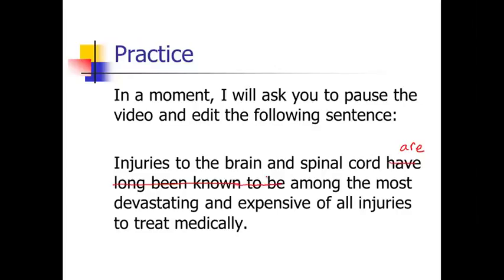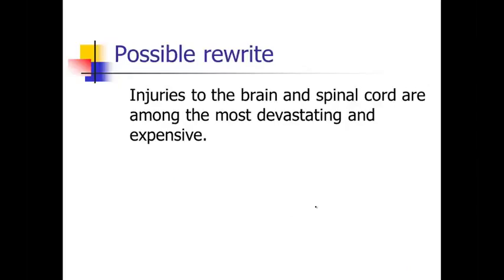among the most devastating and expensive, and then we get this little bit of repetition of all injuries to treat medically. Well, when we're saying they're devastating and expensive, it's kind of assumed that we're talking about their medical treatment, right? So I don't think we need any of this. So we just say, and of course the injuries is repetitive, so we just say injuries to the brain and spinal cord are among the most devastating and expensive, period. You, again, may have slightly different rewrites than this, but hopefully you have something somewhat similar.